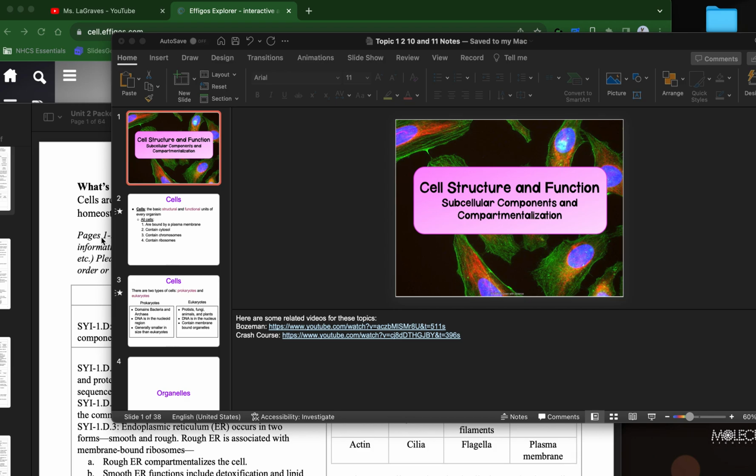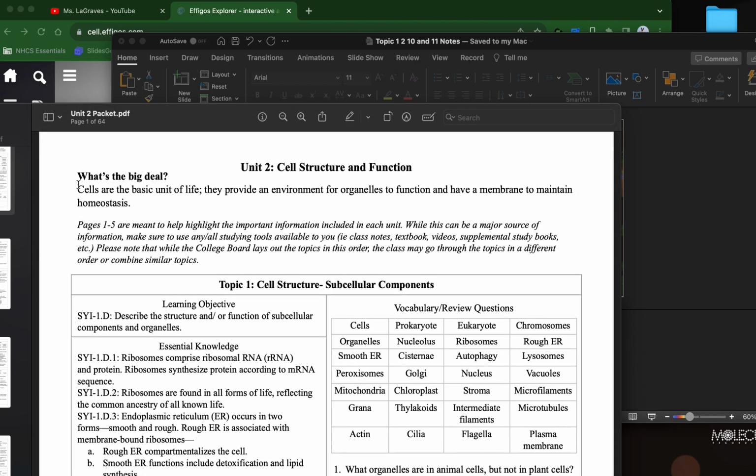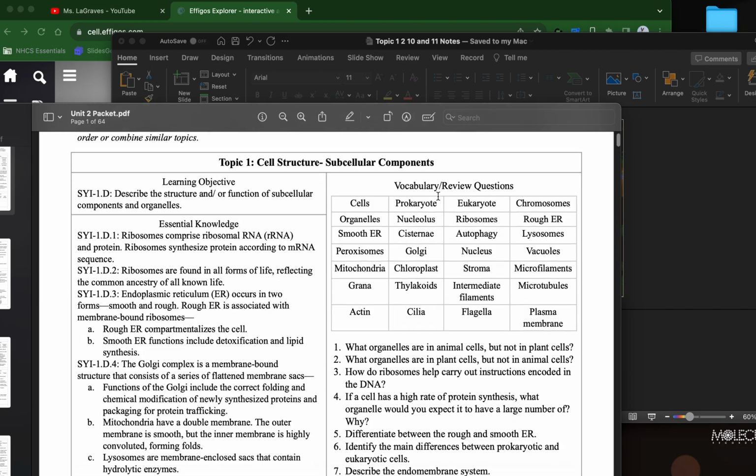I'm Miss LaGraves, and we're starting Unit 2. So, Unit 2, cell structure and function. We are looking at the big deal here. Cells are a basic unit of life. They provide environment for organelles to function, have a membrane to maintain homeostasis. So that's sort of the overall arching question here.